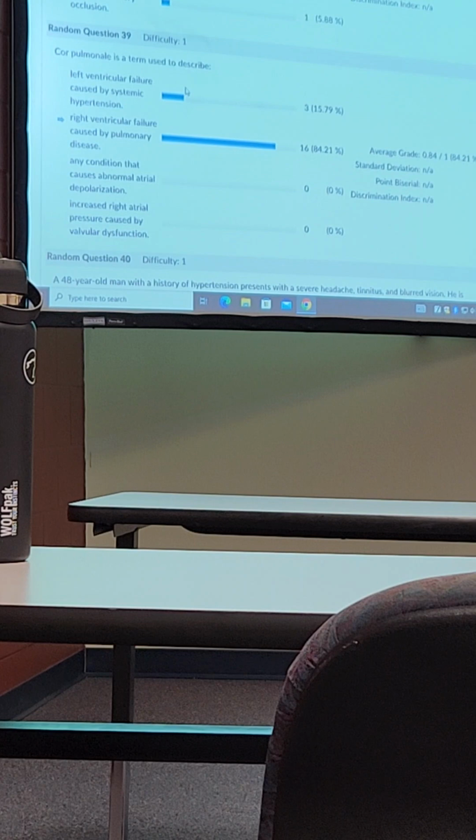Nitro's contraindicated for, of these choices, a suspected right side heart attack. Cor pulmonale, right side heart failure from pulmonary disease.